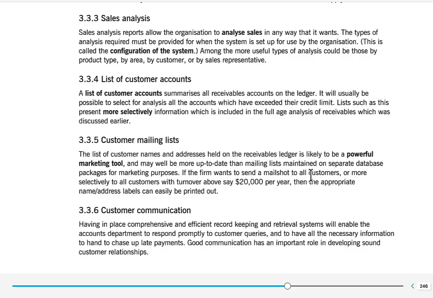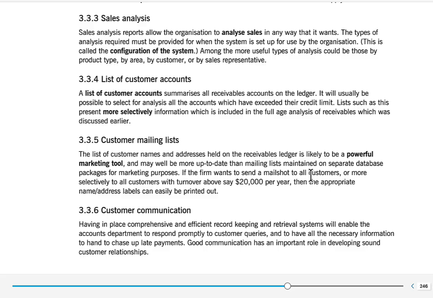Purpose 2. Marketing and customer communication. The business can send product announcements, special offers, price list updates, seasonal promotions, general business updates. This is why the book links the mailing list to marketing. Teacher talk moment. Accounting systems often support business activity, not only bookkeeping. A receivables ledger is a customer database as well as a ledger.